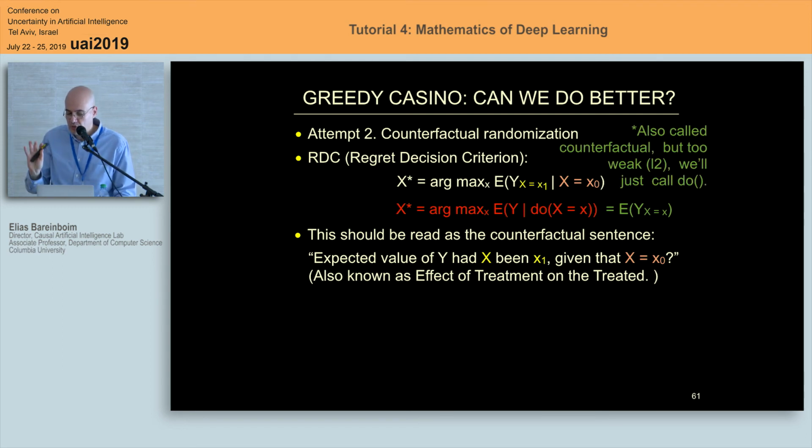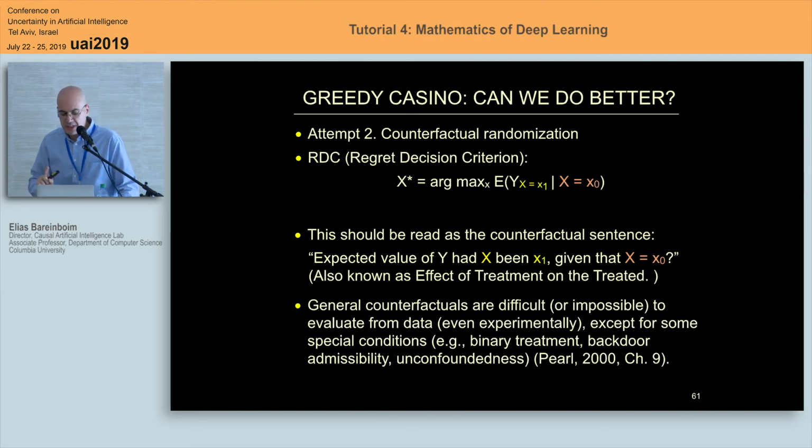This is a personal note, but no effect, just in terms of labeling, some people want to discuss. This is also called a counterfactual. Everything can be called a counterfactual. But it's too weak. This is a layer 2 quantity, and we just call it do. There's no point, because I want to distinguish and get this name for this particular quantity here. This is for literature purposes.